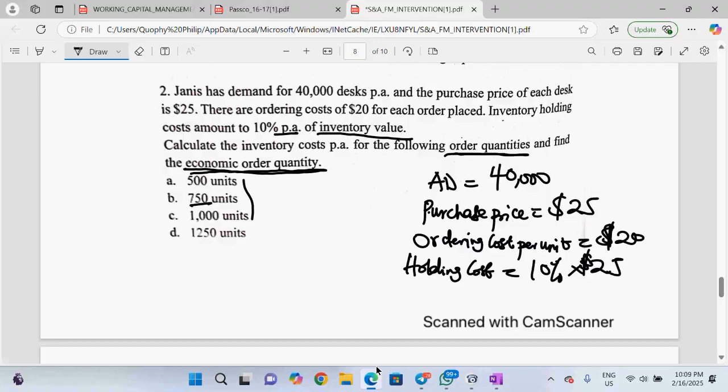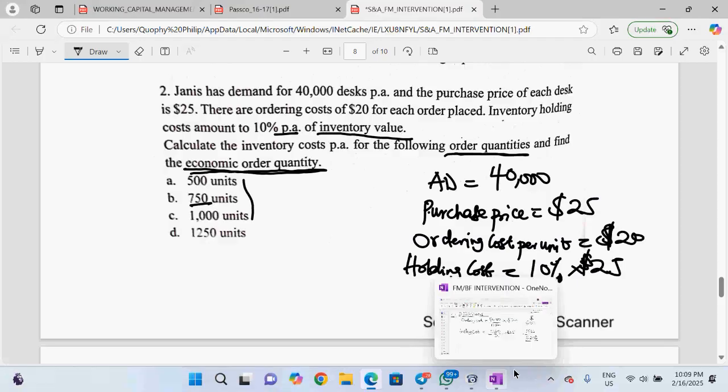Okay, so now we are done computing the inventory cost for each of them. Now, which of them is the best? Should we order 500 units each time we order? 750 units each time? 1,000 units each time? Or 1,250 units each time we order?